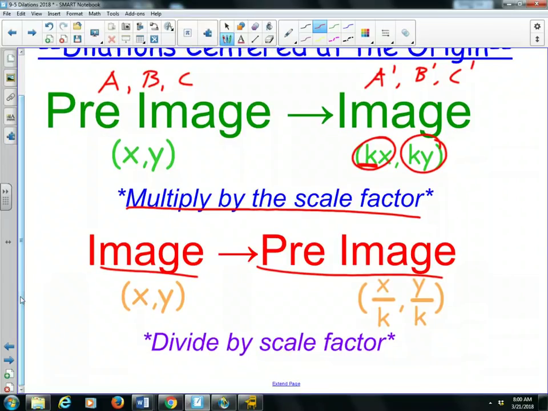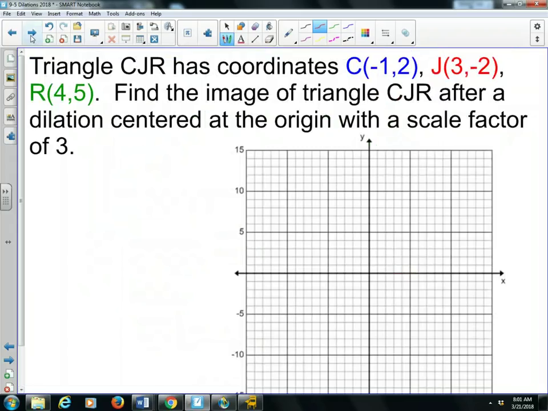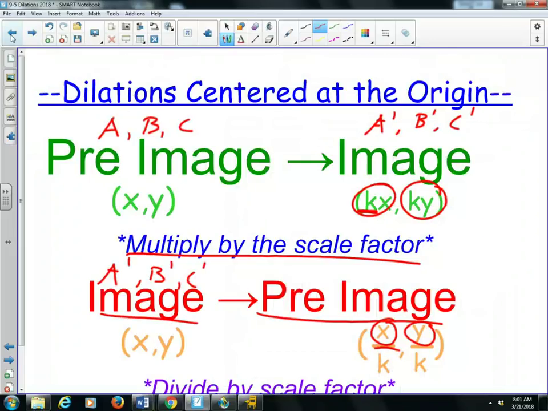If we're given the image, the prime letters, A prime or B prime or C prime, and I want to get to the preimage, I've got to divide by the scale factor. So take my x coordinates and divide them by the scale factor k. Take my y coordinates and divide them by the scale factor k. That's when it's centered at the origin, by the way.